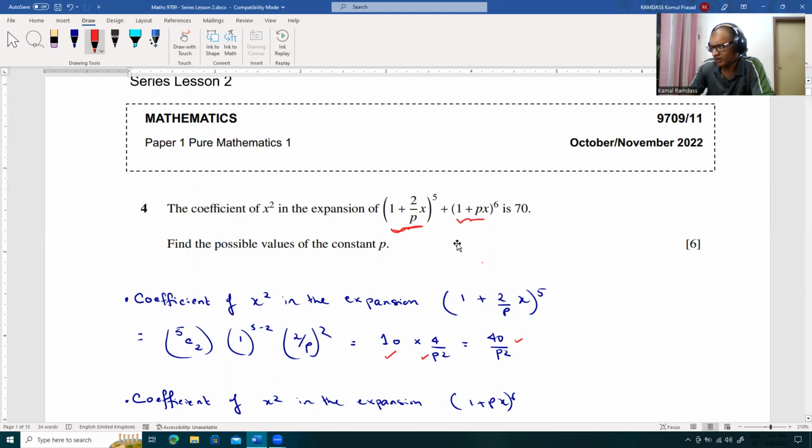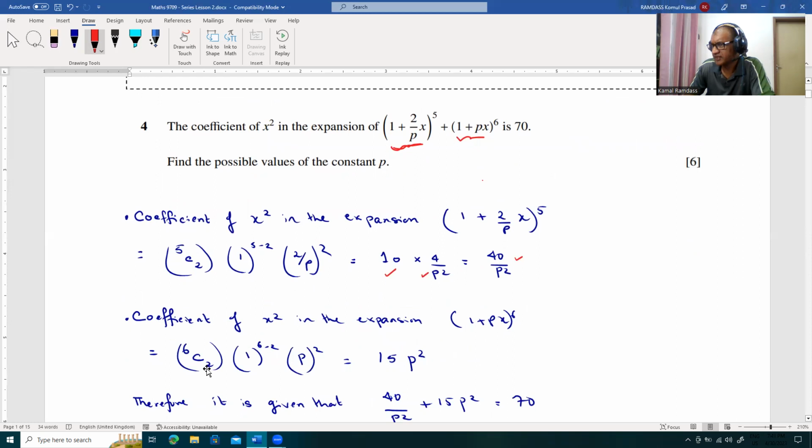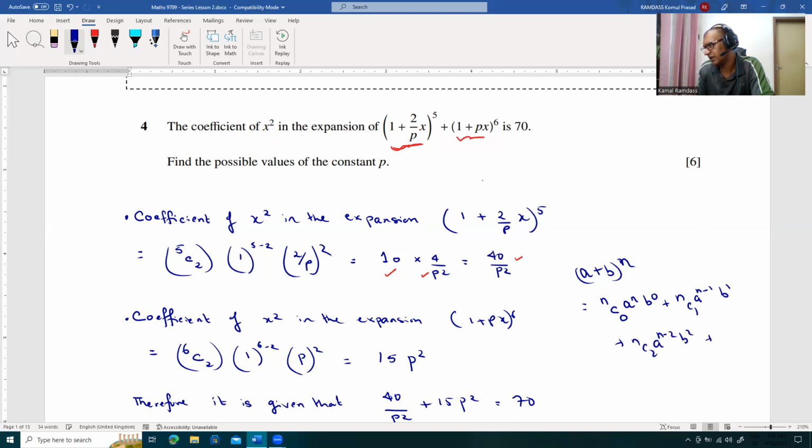OK? Ça aussi, c'est une binomial expansion. Et pour 6c2, parce que peut-être je ne peux pas imaginer, ou bien je ne oublié, ou bien les bons qui me mentionnent là. (a plus b) to the power of n égale à nc0 a to the power of n b to the power of 0 plus nc1 a to the power of n minus 1 b to the power of 1 plus nc2 a to the power of n minus 2 b to the power of 2 et il y a l'IM comme ça. C'est ça qui nous appelle the binomial expansion.